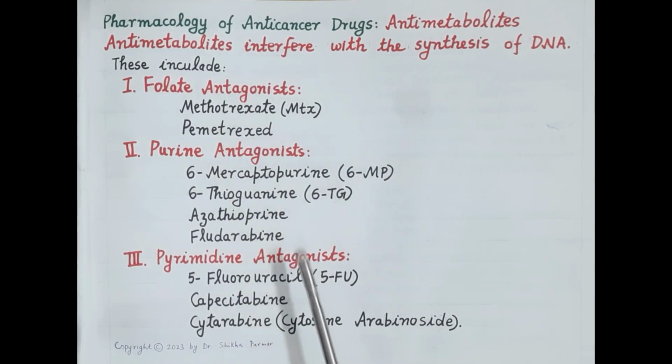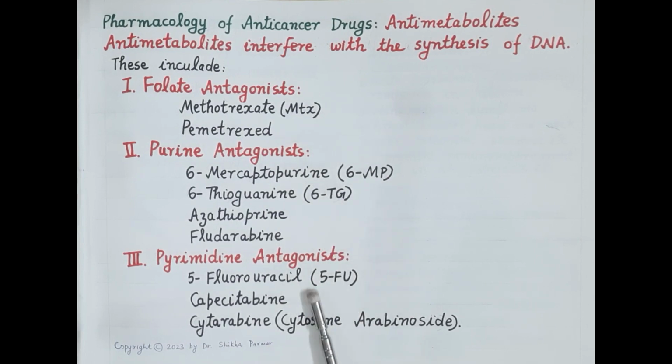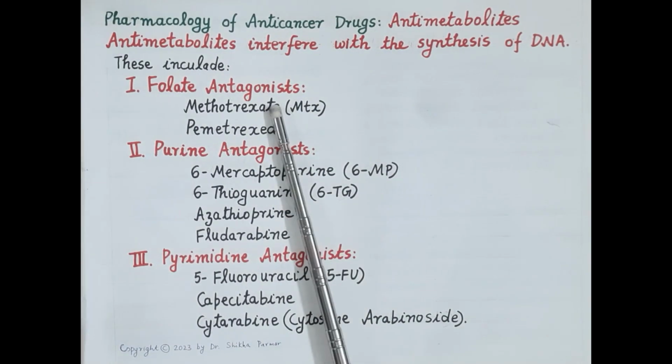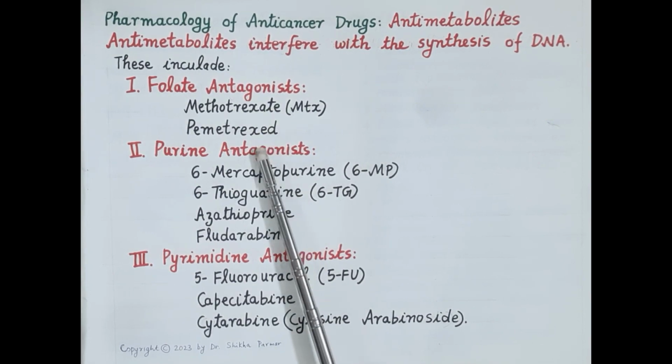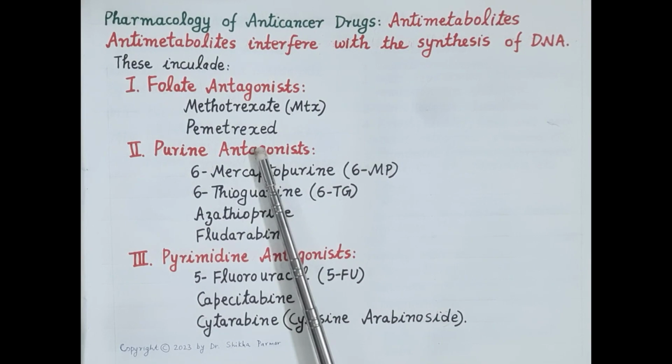Now antimetabolite drugs are classified in three major groups. Now the first class is folate antagonist. Folate antagonists inhibit synthesis of purines and pyrimidines. Drugs are methotrexate and pemetrexate. Now pemetrexate is a congener or derivative of methotrexate.